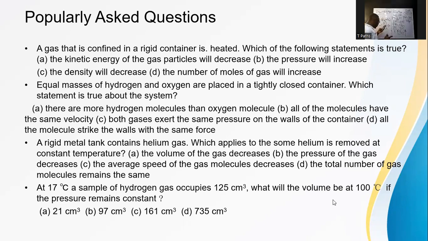Now, the volume of gas decreases, which applies when some helium is removed at constant temperature. I think the question, let's read that question. Hopefully we'll check it to correct it and give that next class. The question is not complete. So we can look at the next question there. At 17 degrees Celsius.